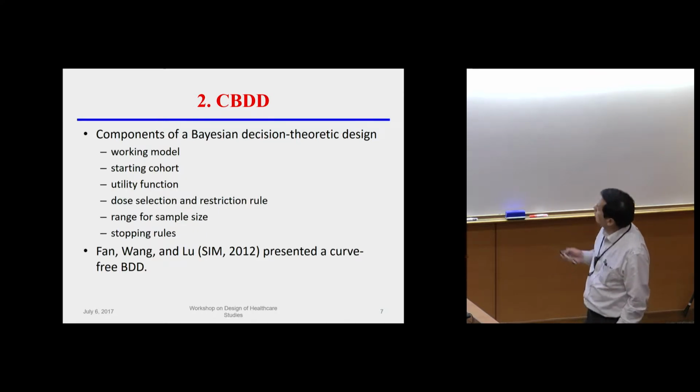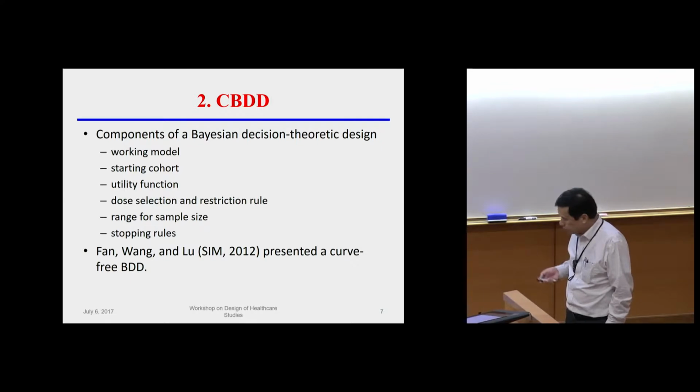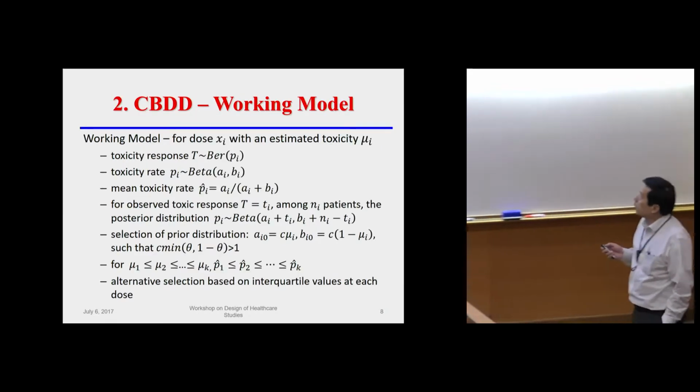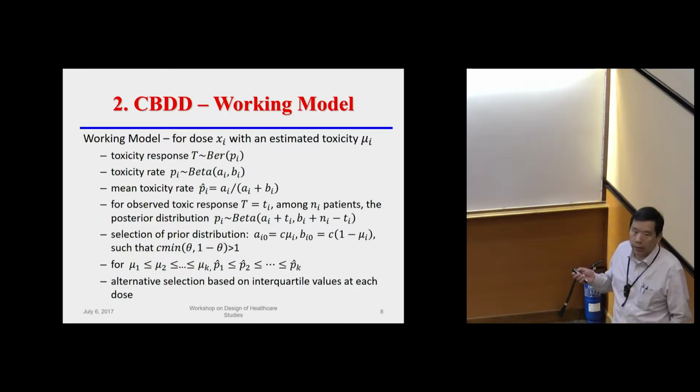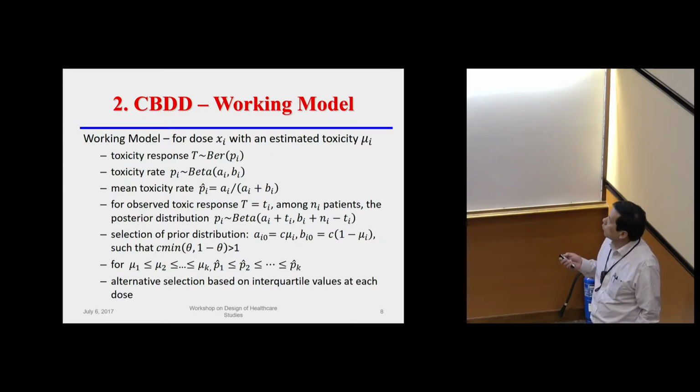So this work was done 5 years ago, with Kelly and Yingun Wang from Australia. Here we start from a very basic model. Toxicity response is binary, so it's a Bernoulli distribution. The Bernoulli probability follows a prior, a beta prior, which is conjugate. And therefore, you can estimate the average toxicity rate based on the beta function. For a dose, if we have a cohort, depending on how often you update, say I have N_i patients and T_i of them experience toxicity, then I update my beta distribution by adding the patients with DLT into the first parameter, and the patients without DLT into the second parameter.